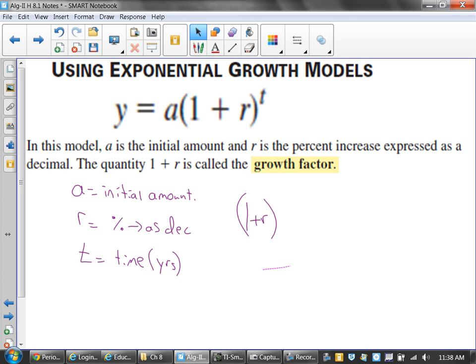So what happens here is you'll see this a lot when they're talking about population growth. Let's say the town of DeKalb started out with a population of, let's say, 25,000 people in 1990. Okay, sounds good. And let's say the population increased.